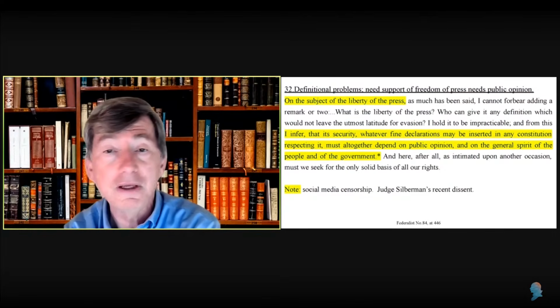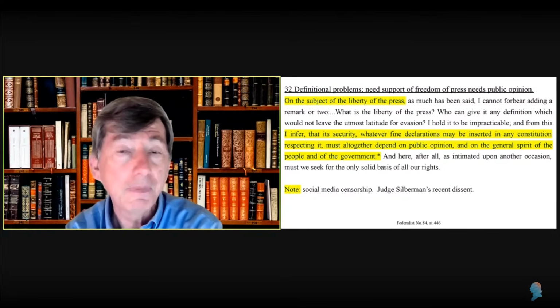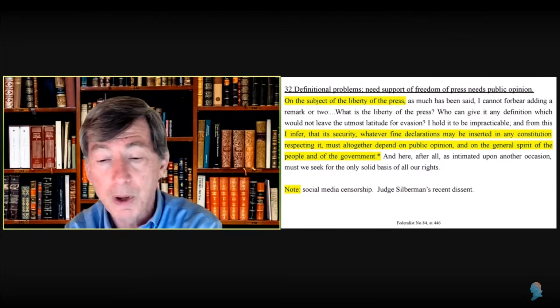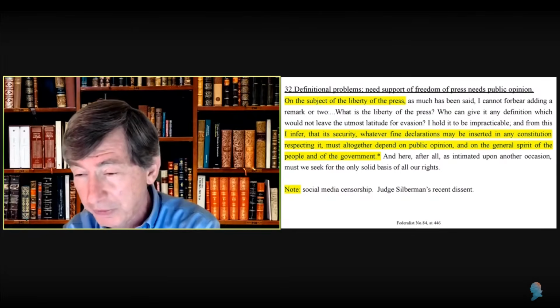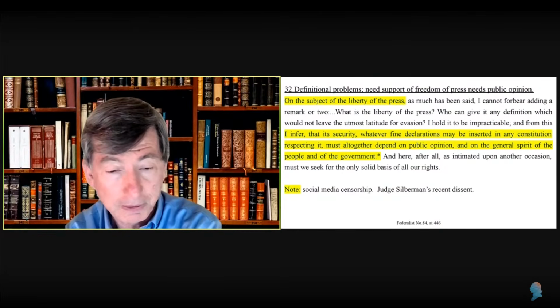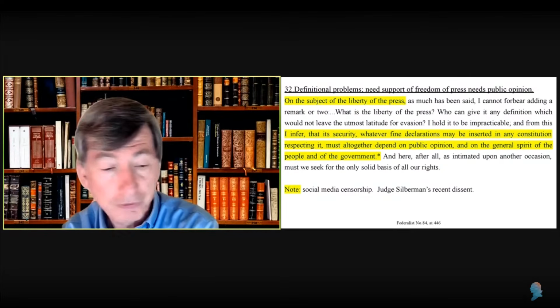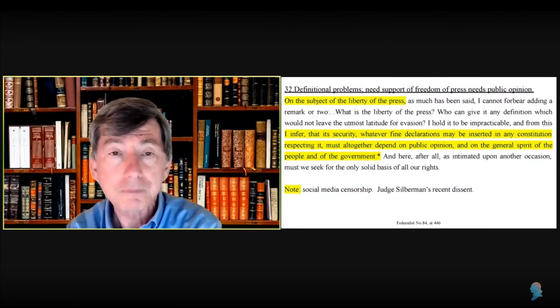and I'm using this as an example in particular on the liberty of the press because of the issues currently about social media. "I infer that its security, whatever fine declarations may be inserted in any constitution respecting it, must altogether depend on public opinion and on the general spirit of the people and of government."